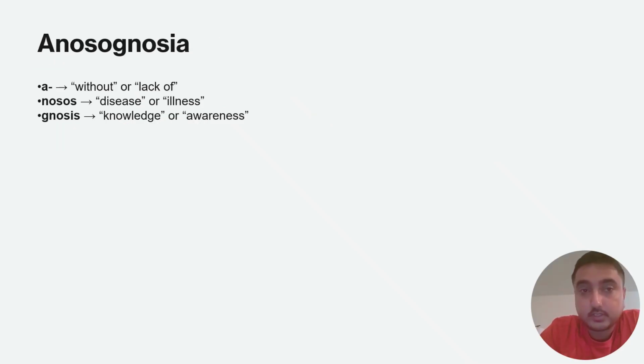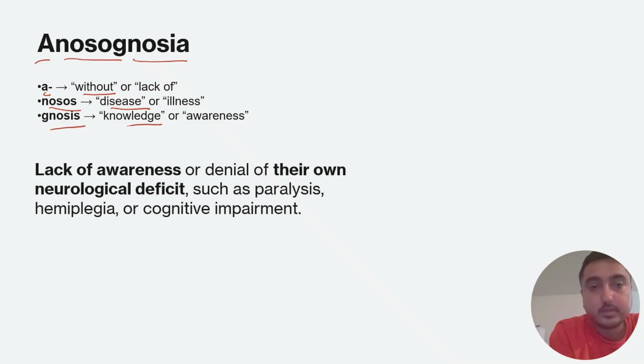All right, now the other manifestation, which is also a cortical sign, is anosognosia. This comes from a Greek word. A means without, nosos means disease, and gnosis means knowledge. So it basically means lack of awareness or denial of their own neurological deficit. Like the person with a stroke may not feel that he or she is having a stroke, or that something is wrong with him or her. So this is called anosognosia.